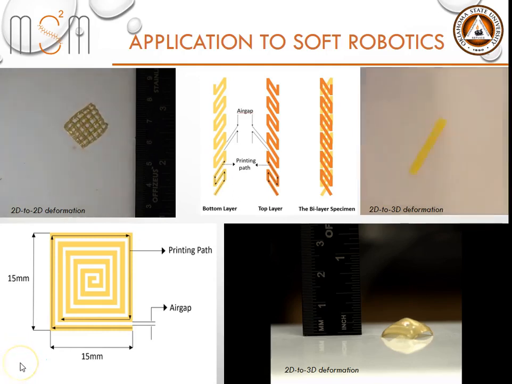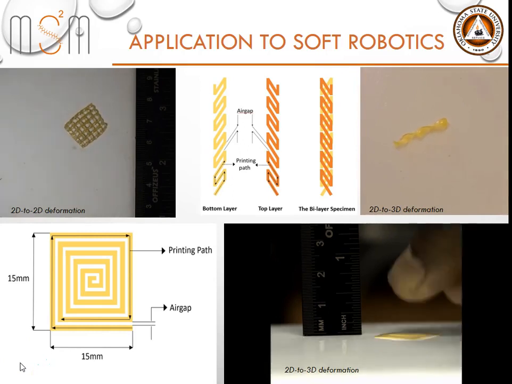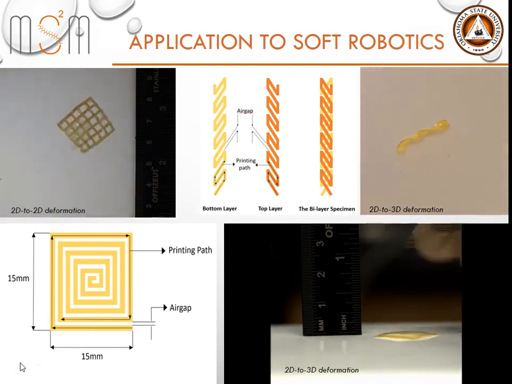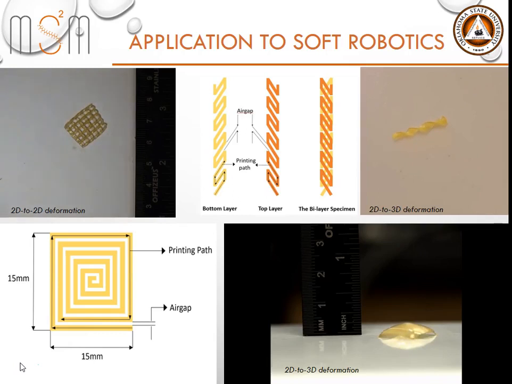Here are some attempts to use 4D printed LCEs in the field of soft robotics. First, on the top left, we have a 4D printed LCE grid that exhibits 2D to 2D deformation. The grid contracts both longitudinally and laterally, as it has printed fibers both along the X and Y axis.